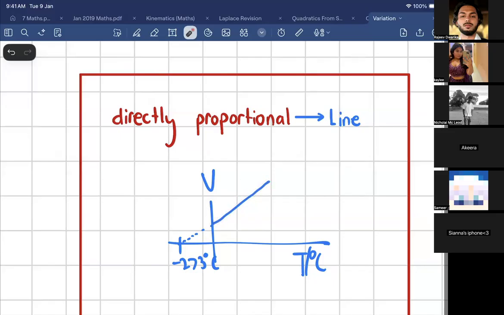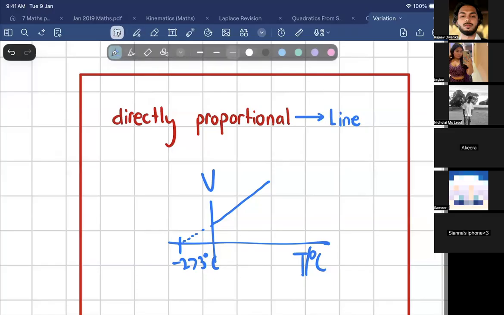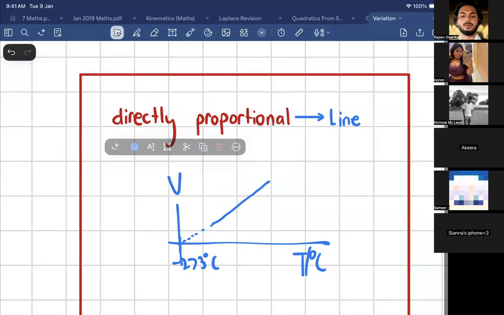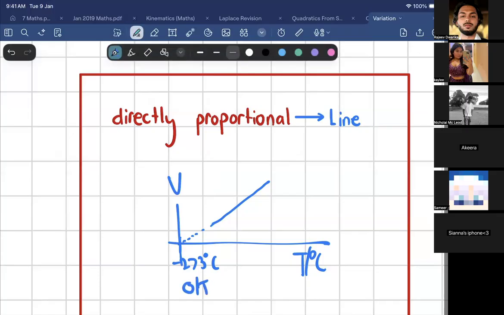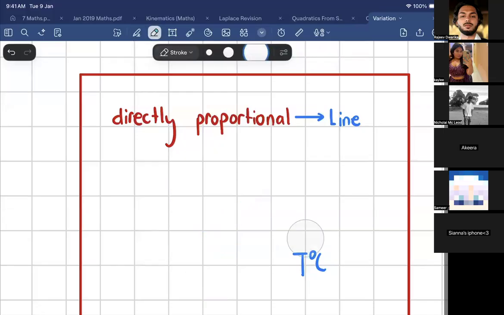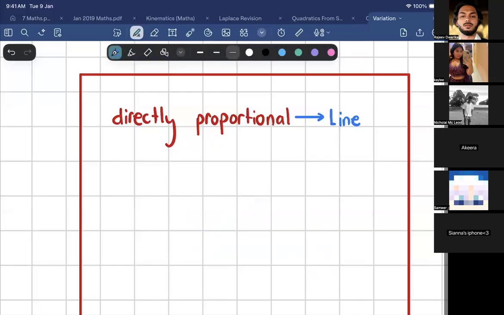But if you were to start at minus 273 and shift your graph, so we'd consider 0 Kelvin, would that be directly proportional now? Yes, sir. Because directly proportional means that your graph is passing through 0, 0. And 0 Kelvin is defined as minus 273 degrees Celsius. That is what it's defined as. So directly proportional means that the line passes through the origin.